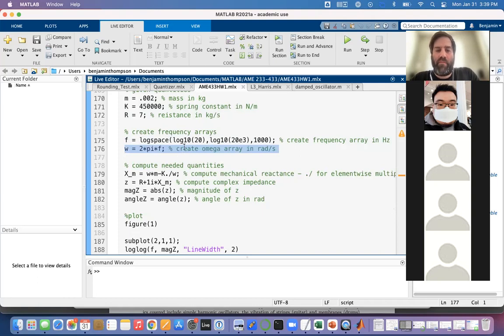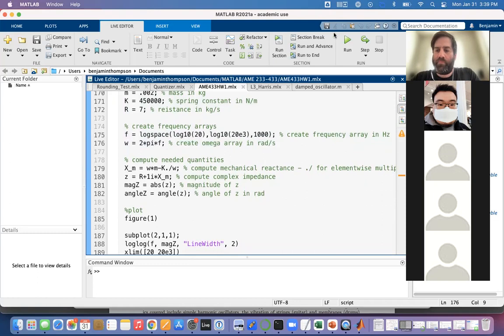I just want the omega version of this. So we know that omega equals 2 pi times frequency. So I'm just going to multiply that whole array, or every element in that array, by 2 pi. It's smart enough to know, because 2 and pi are not arrays, that I want to do an element-wise multiplication here, but we'll get to when you need to be specific about that.